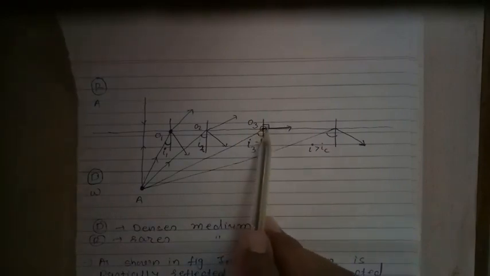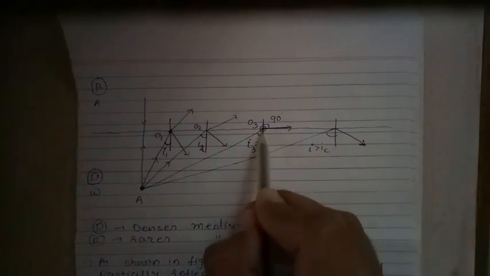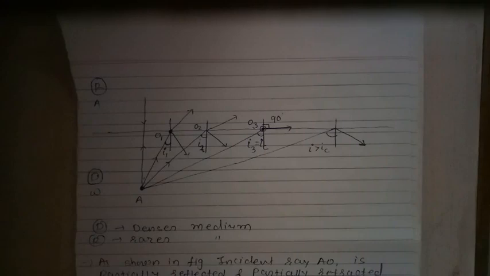Okay, now here consider this point as O3. So here angle theta 1 is I3, or we can say IC, which is the critical angle, and theta 2 is 90. So at point O3, we apply Snell's law. So we can write, according to Snell's law at point O3.